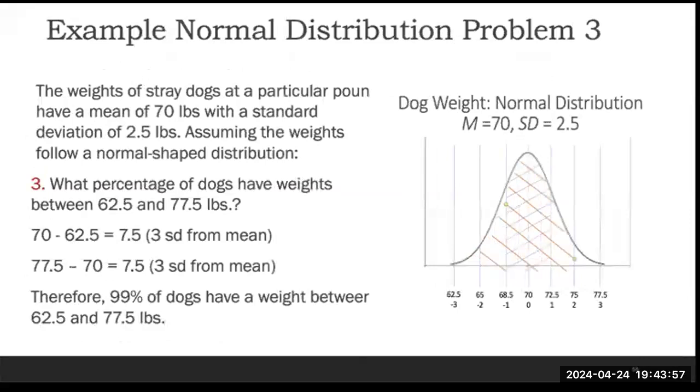And here's another example. Oh, I just put the whole answer there. It could be a mix of things. So here is, what percentage of dogs have weights between 62.5 and 77.5 pounds? So you look at your diagram, 62.5 is 3 standard deviations below the mean. 77.5 is 3 standard deviations from the mean. So you know that 99 or 99.7% of dogs have weights between 62.5 and 77.5.